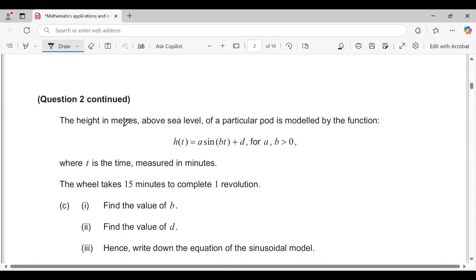Next question. The height in meters above sea level of a particular point is modeled by the function h(t) equals a sine bt plus d, for a and b greater than 0, where t is the time measured in minutes. The wheel takes 15 minutes to complete one revolution. Find the value of b, find the value of d, hence write down the equation of the sinusoidal model.